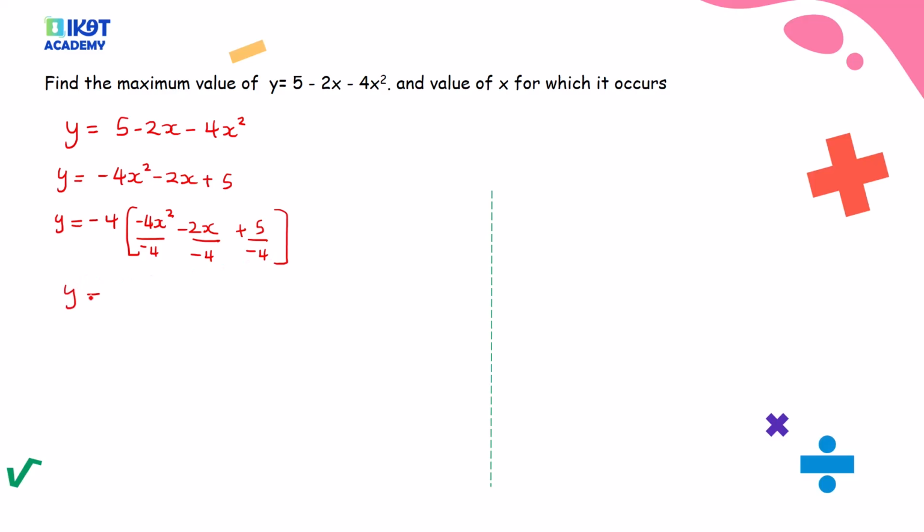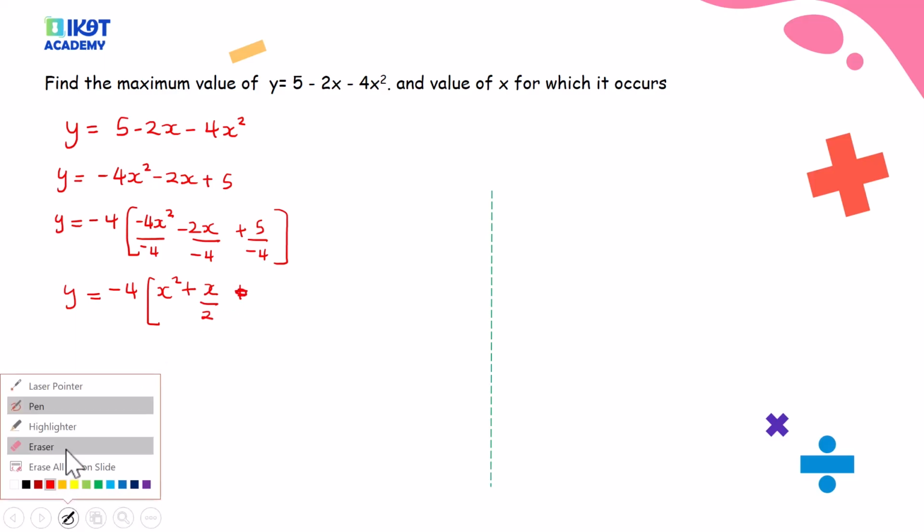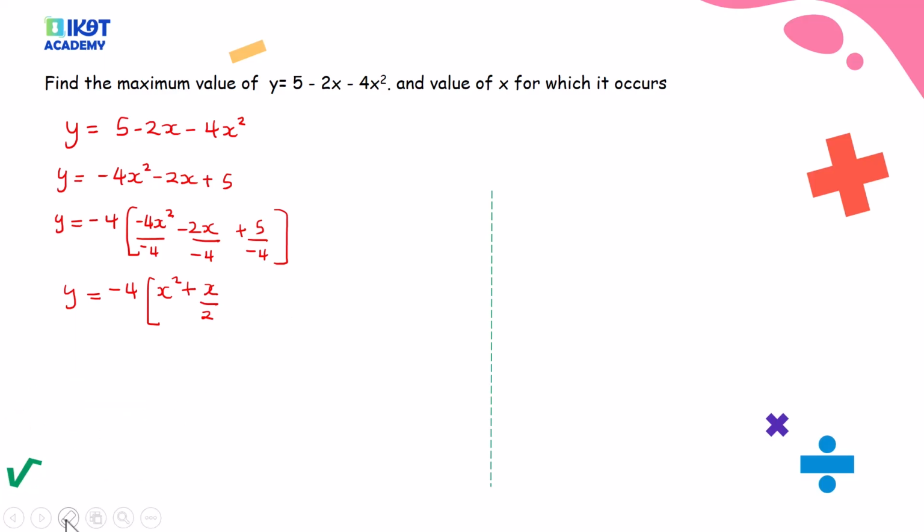So we have y is equal to, this cancels, we get y is equal to negative 4. This becomes x squared. Minus and minus, we get a plus, but this goes 1, so it becomes plus a half. Plus, so this is a minus. So this is minus 5 out of 4.